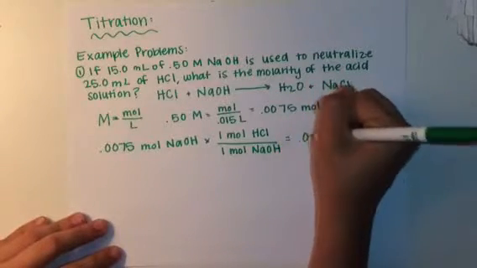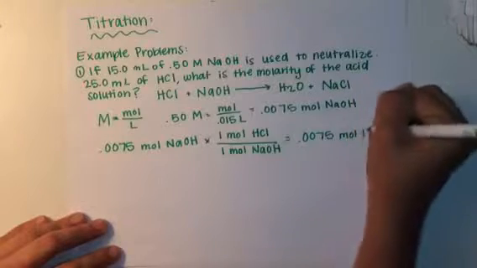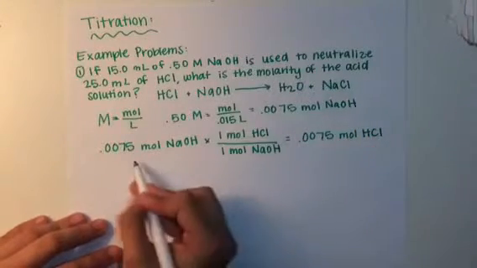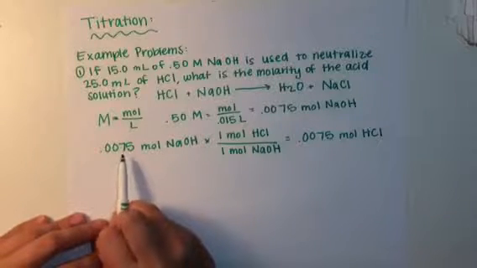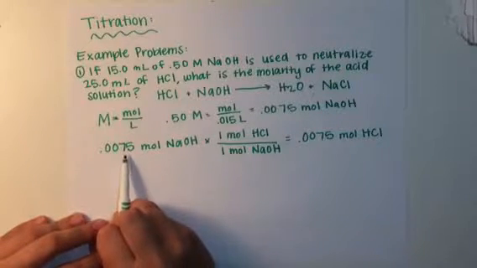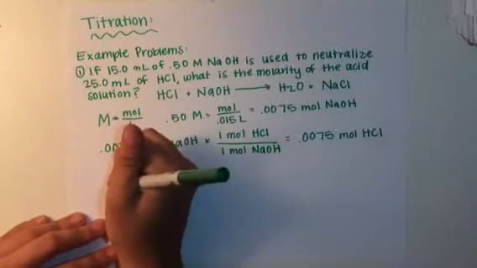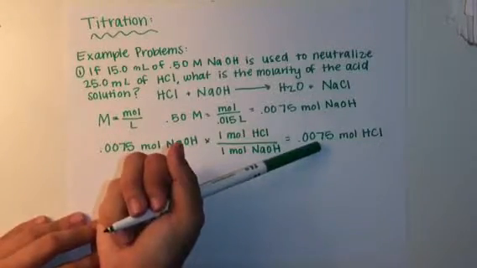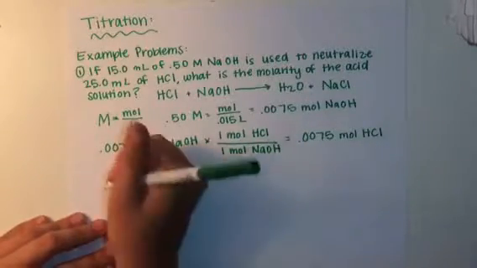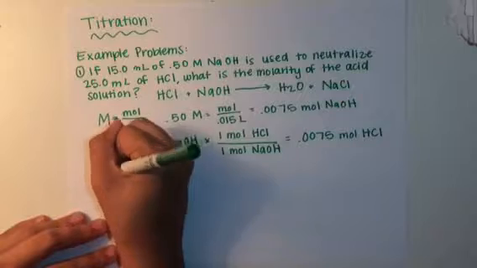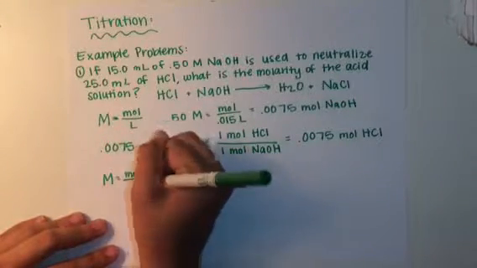So this is 0.0075 moles of HCl, because we really didn't do anything to this number; multiplying 0.0075 by 1 and dividing by 1 gives the same answer. So now we have the moles of HCl, which is 0.0075, and we can plug that back into our first equation, molarity equals moles over liters.